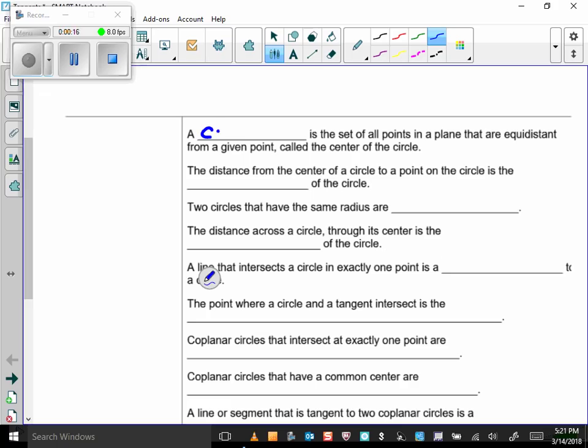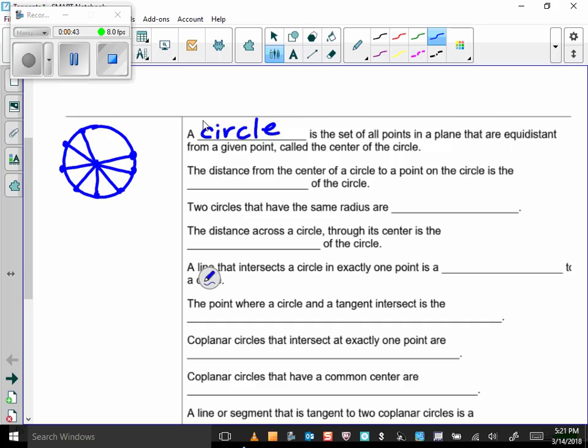What is a circle? A circle is the set of all points in a plane that are equidistant from a given point called the center of the circle. So if I draw myself a circle up here, all these points that are in this plane are equidistant from the center, and of course there are an infinite number of these points, right? All those points make up a circle.